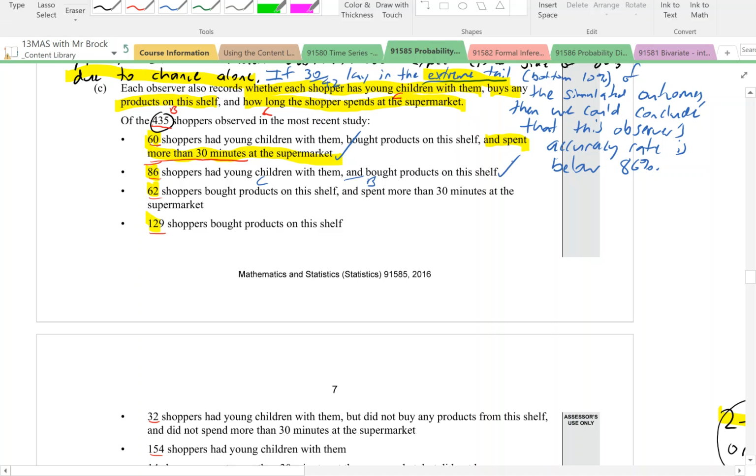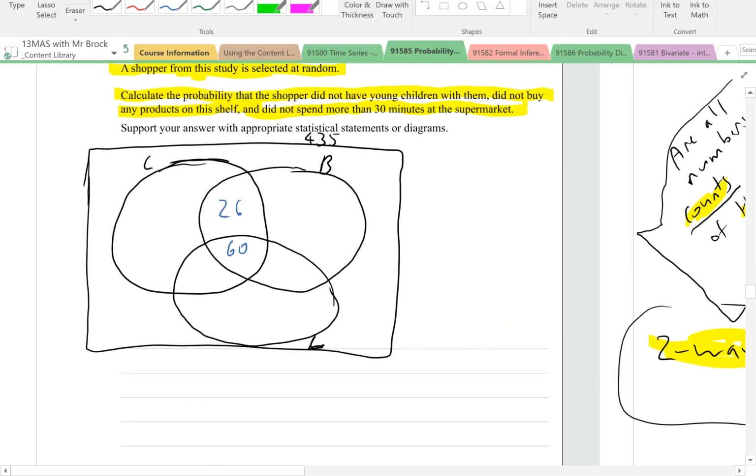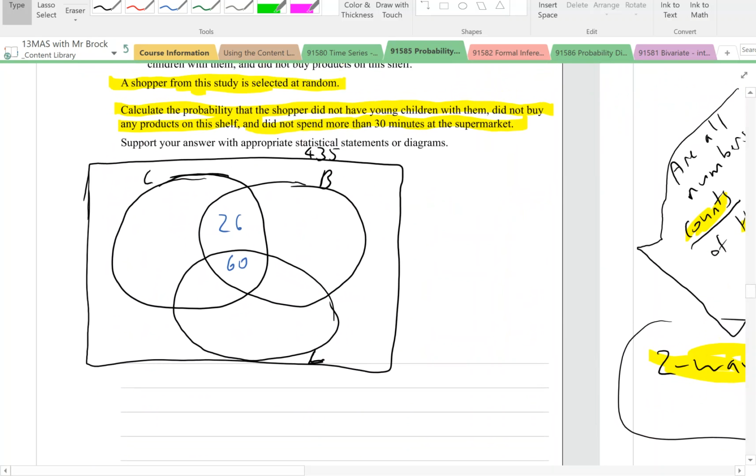Okay, 62 shoppers bought products on the shelf, so that's B, and spent more than 30 minutes, so that's L. So the overlap of the B and the L circle has 62 in it. So that represents which zone? It represents this zone here. So we already accounted for 60 of those 62. So there are two left to go in here. Okay, how are you doing so far? Hopefully pretty good.